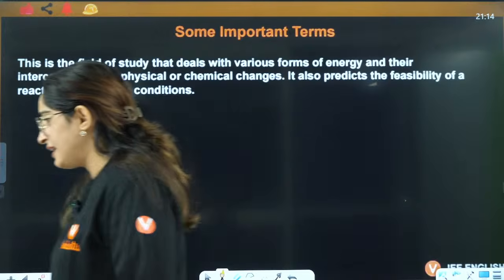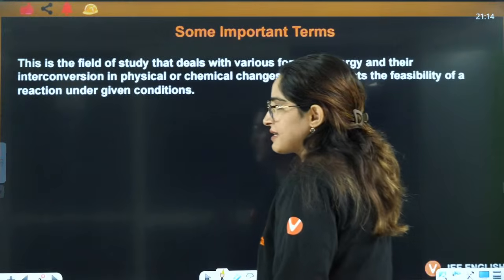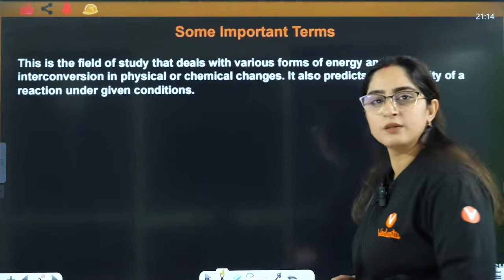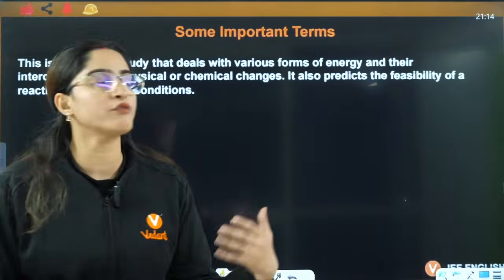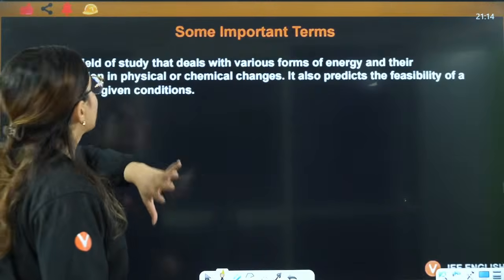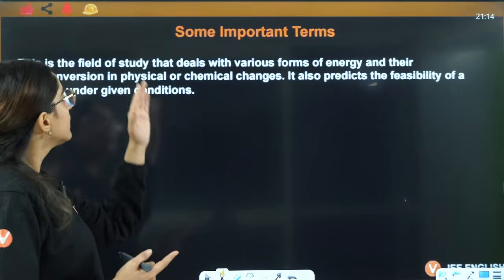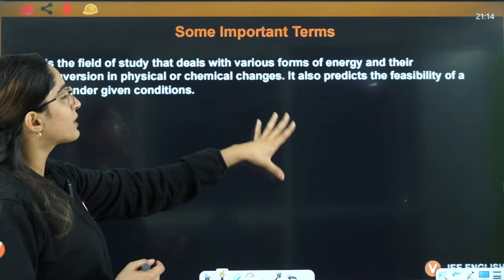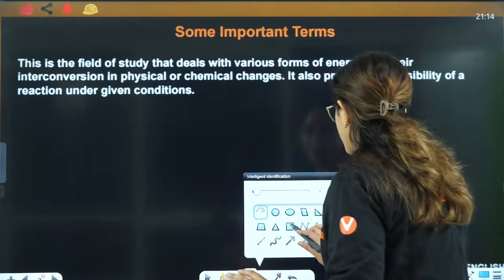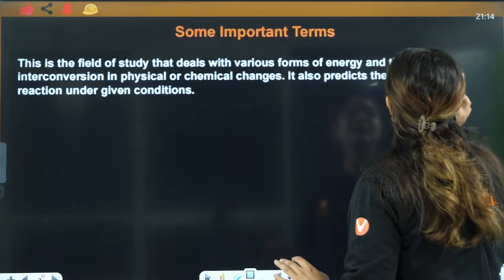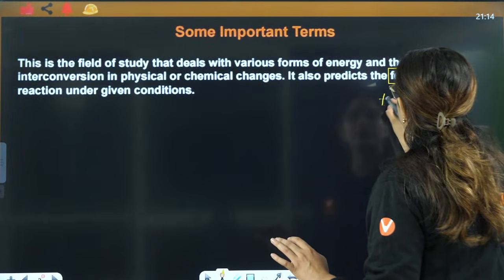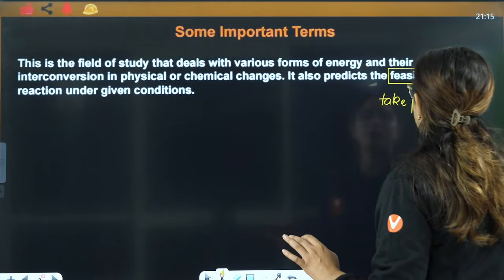Now let's see some important terms, right? So what are the important terms of thermodynamics? This is the field of study that deals with the various forms of energies and their interconversion in physical or chemical change. It also predicts the feasibility of reaction under a given condition. So when I talk about feasibility, that means we are talking about whether that reaction will occur or not, right? Whether that reaction will take place or not, right?